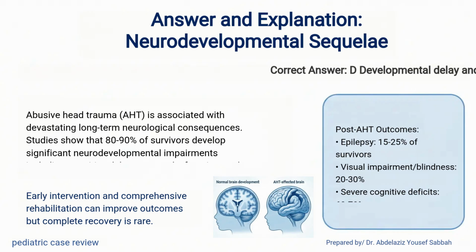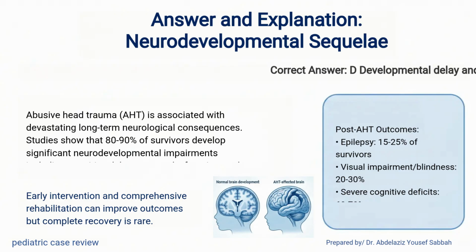Epilepsy develops in 15 to 25% of survivors. Visual impairment or blindness occurs in 20 to 30%. Severe cognitive deficits affect 60 to 70% of survivors. Motor disabilities are seen in 40 to 50%. Behavioral disorders develop in 50 to 60% of survivors. Early intervention and comprehensive rehabilitation programs that include physical therapy, occupational therapy, speech and language therapy, and neuropsychological support can improve outcomes.